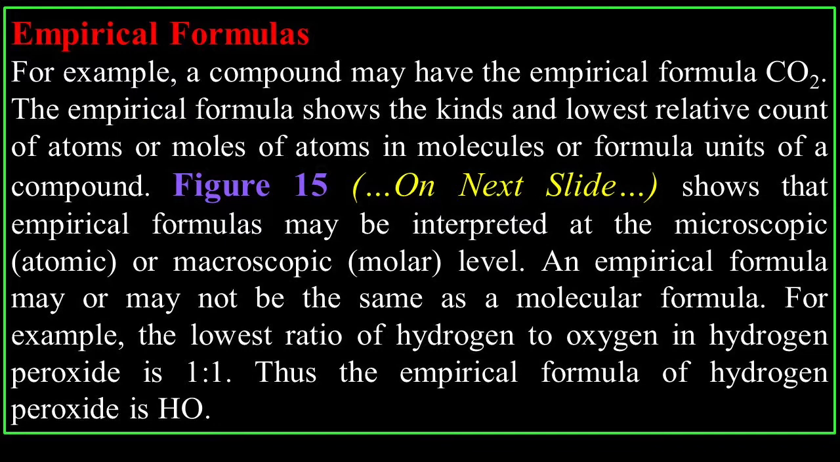An empirical formula may or may not be the same as a molecular formula. For example, the lowest ratio of hydrogen to oxygen in hydrogen peroxide is 1:1. Thus, the empirical formula of hydrogen peroxide is simply HO.